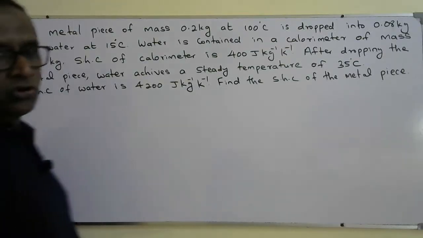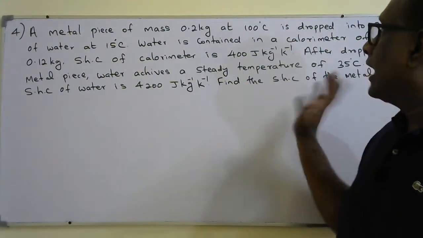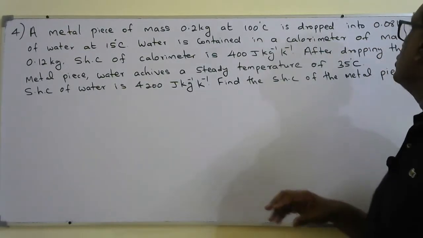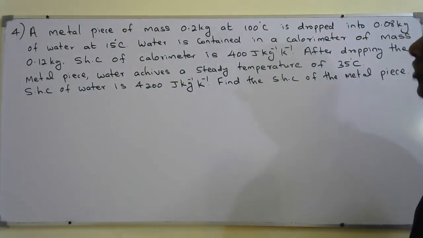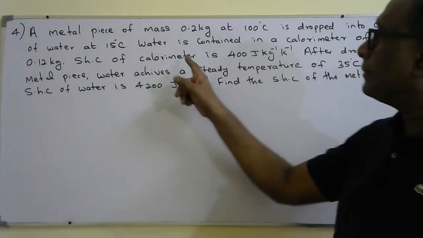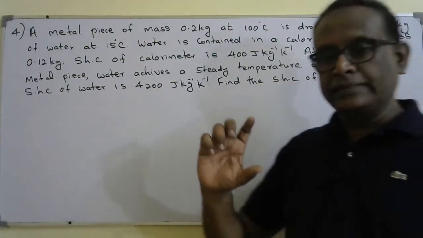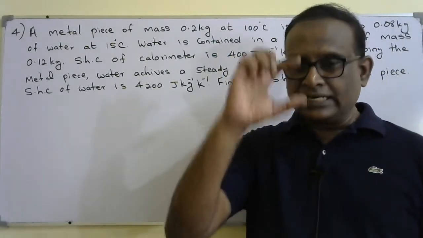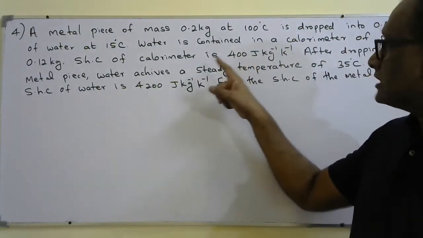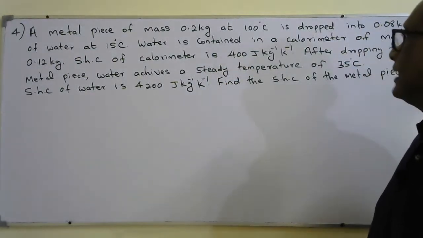Okay, so this is the 4th question. A metal piece of mass 0.2 kilogram at 100 degrees Celsius is dropped into 0.08 kilogram of water at 15 degrees Celsius. The water is contained in a calorimeter of mass 0.12 kilogram. The specific heat capacity of the calorimeter is 400 joules per kilogram per Kelvin. A calorimeter is a small cup-like container.